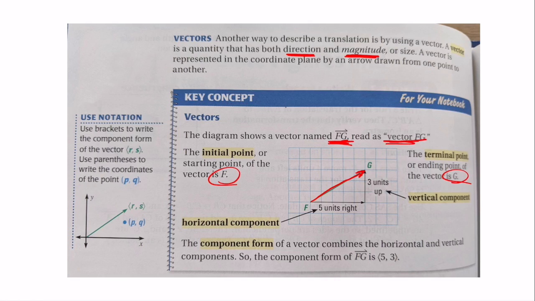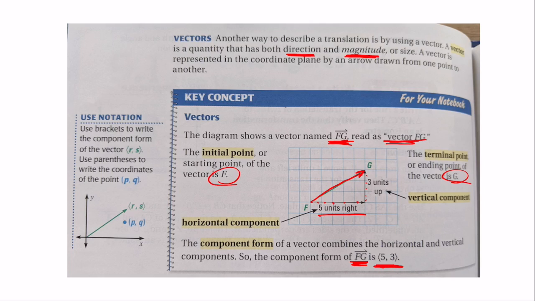And on the grid, we can break it up into the horizontal and vertical component. So this one has a horizontal component of 5 units to the right. We're moving 5 units to the right. And a vertical component of 3 units up. And notice how we would write that in the component form. So we can write vector FG, and its component form is <5, 3>.